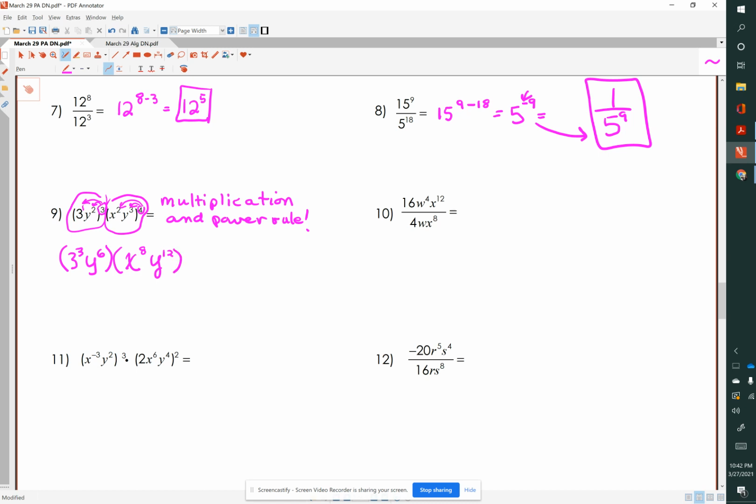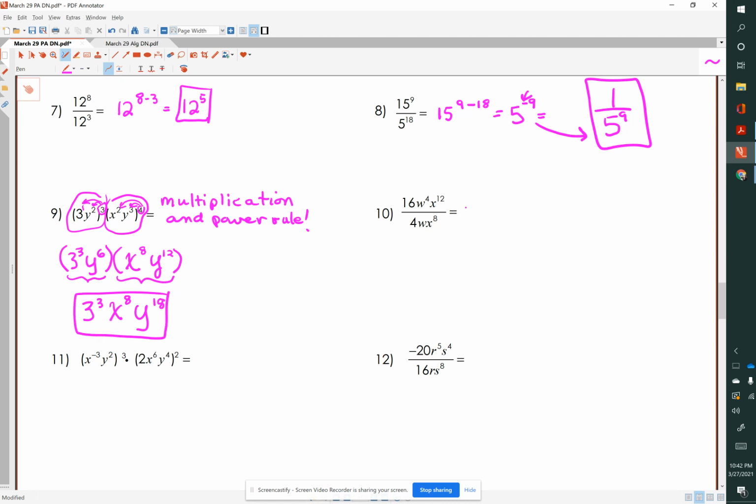And now, when we multiply these two terms together, we add the exponents. So now we're with the multiplication rule. So we have 3 to the third, and then we have x to the eighth, and then we have y in both terms. We add the exponent. 6 plus 12 is 18. And that's our final answer.